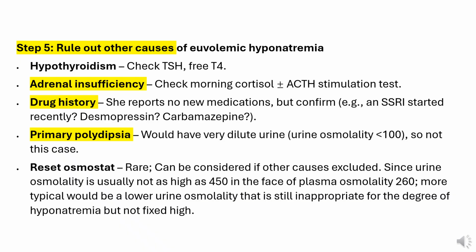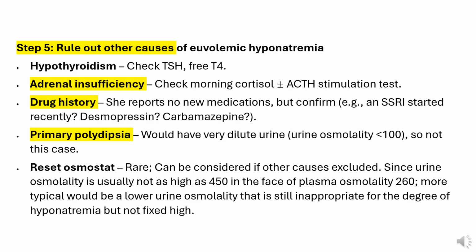Hypothyroidism. Check TSH, free T4. Adrenal insufficiency. Check morning cortisol plus or minus ACTH stimulation test. Drug history. She reports no new medications, but confirm, e.g., an SSRI started recently, desmopressin, carbamazepine. Primary polydipsia would have very dilute urine, urine osmolality less than 100, so not this case.